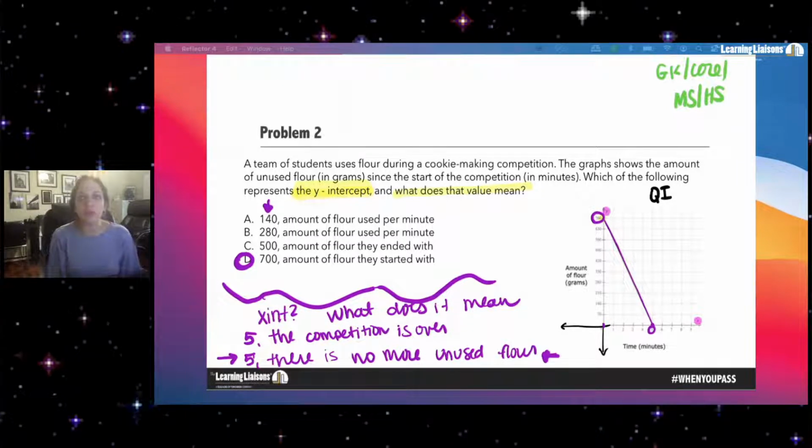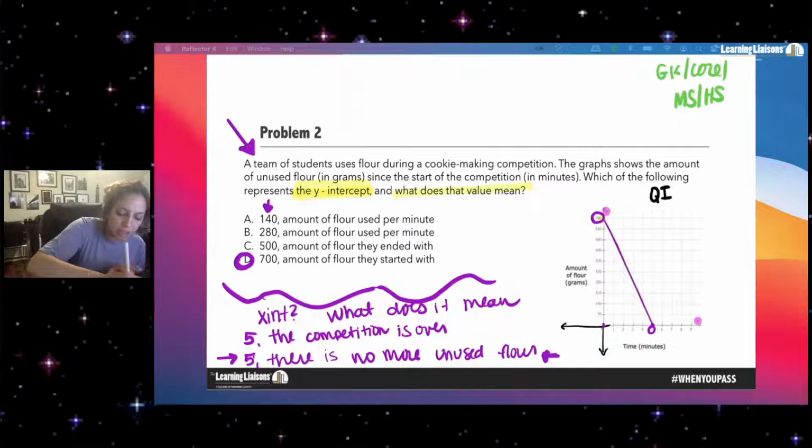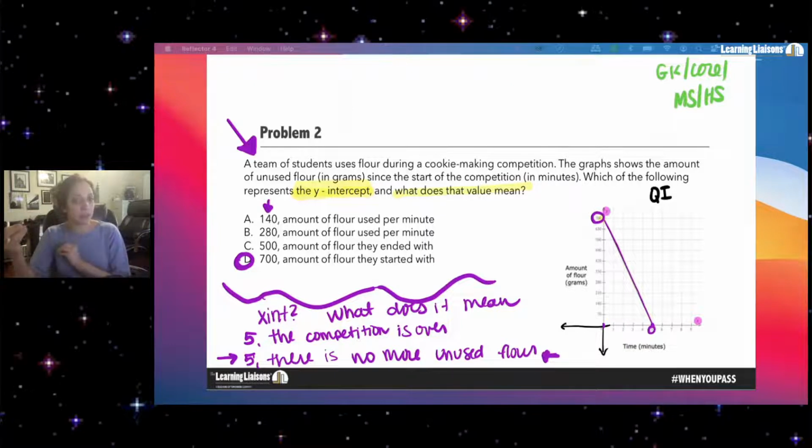But just because we have unused flour doesn't mean that my cookies are baked. It doesn't mean that the competition is over. So make sure that what you're interpreting in your graph is directly related to the information provided by the graph and that you're not over-interpreting the information that they've provided because of your own experience. That's what's tricky: a lot of times we take our own experiences and throw them into these problems and over-interpret. All right, that was a lot of information for this one problem, but I like to over-explain so that we can all benefit from the problem.